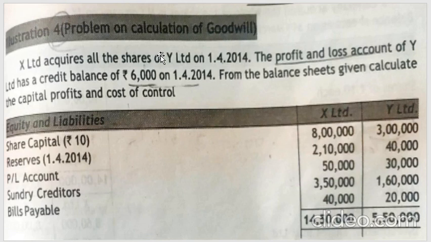In this video we'll be discussing a problem illustration on the calculation of goodwill. X Limited acquires all shares of Y Limited on 1st April 2014. The profit and loss account of Y Limited has a credit balance of rupees 6,000 on 1st April 2014. Credit balance in the sense it is a profit. From the balance sheet given, calculate the capital profit and cost of control.